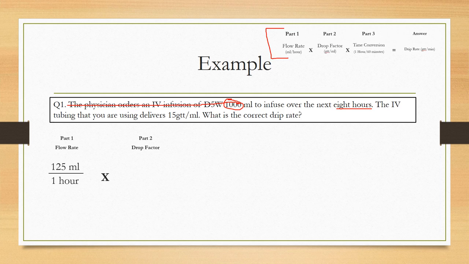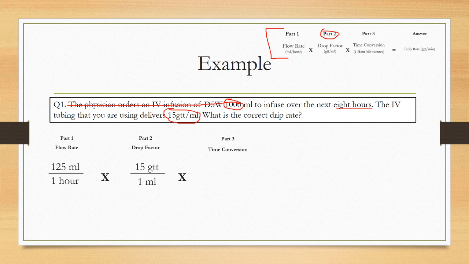The next part is the drop factor. The drop factor here, as it shows you, is 15 drips per milliliter. So every 15 drops adds up to a total of 1 milliliter of fluid. We're just going to put that into the formula just how it is, drips per milliliter. So 15 drips per milliliter. Just put it in just like that.